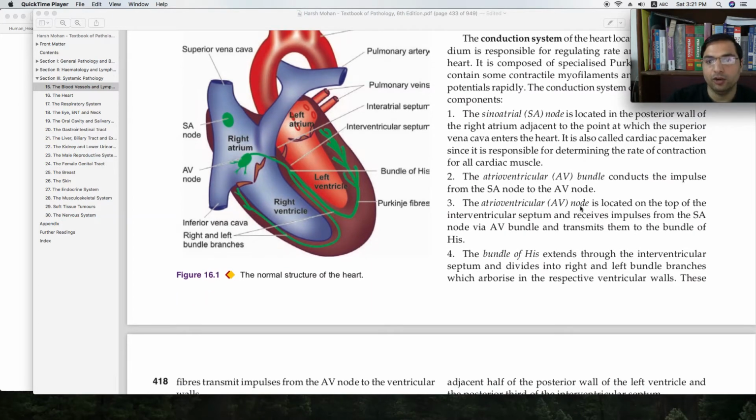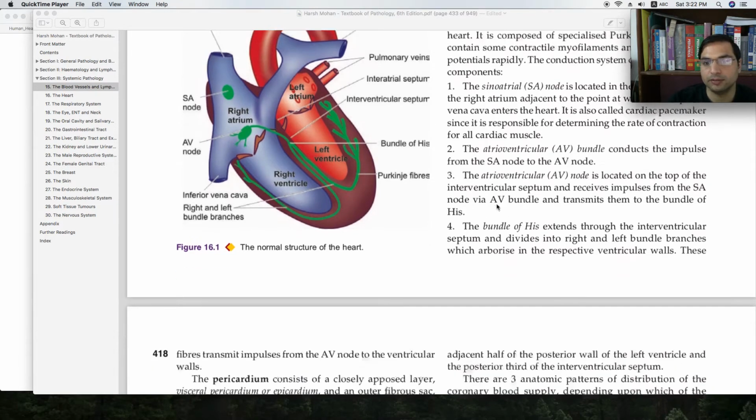and this atrioventricular node is located at the top of the interventricular septum, right. So these two ventricles and these two ventricles, the interventricular septum, so it is located here. It is wrongly placed here. It is located somewhere here at the interventricular septum, and it receives the impulses from the SA node, and from here it transmits through the bundle of His. The bundle of His divides into the right bundle branch and left bundle branch, and into Purkinje fibers, and they give the electrical signal to the heart, right.